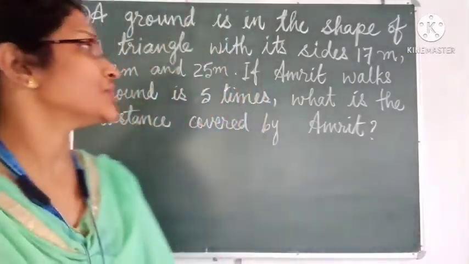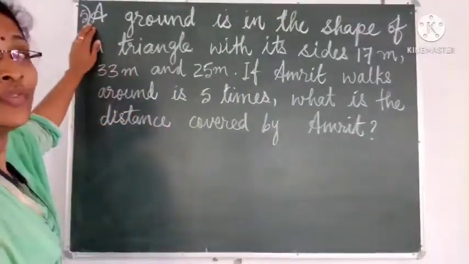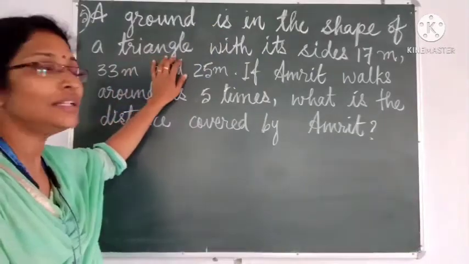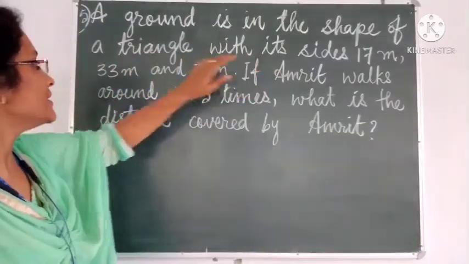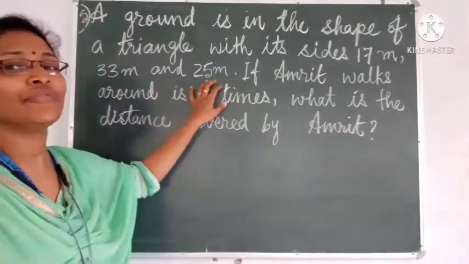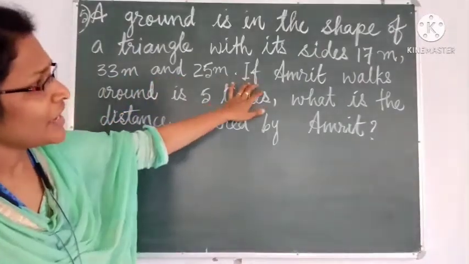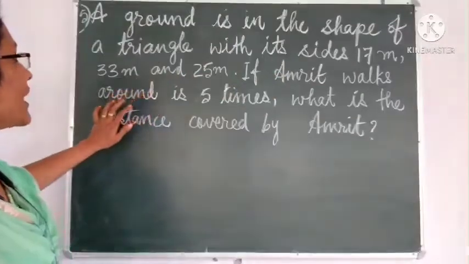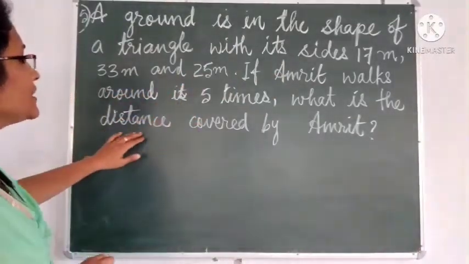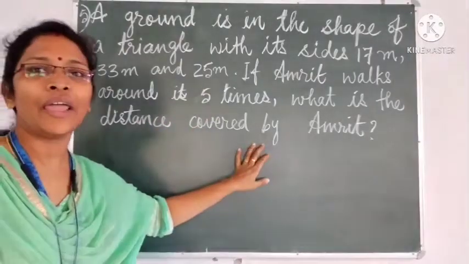We can see the first question. Question number 5. A ground is in the shape of a triangle with its sides 17 meters, 33 meters and 25 meters. If Amrit walks around it 5 times, what is the distance covered by Amrit?